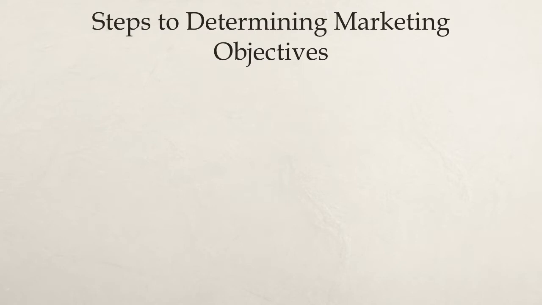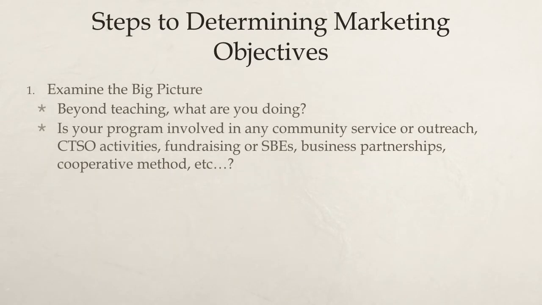So what are the steps to determining your marketing objectives? Well, first you have to examine the big picture. And what I mean by that is you've got to think beyond teaching. What are you doing with your program? You also have to ask the question of, is your program involved in any community service or outreach, any type of CTSO activities? And for those that are new to Career and Tech Ed, CTSO stands for Career and Technical Student Organizational Activities. Are you doing any type of fundraising or SBEs, which stands for School-Based Enterprises?